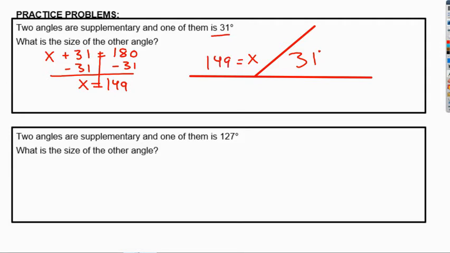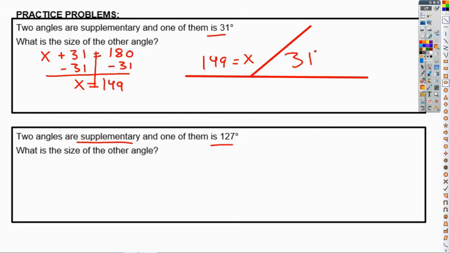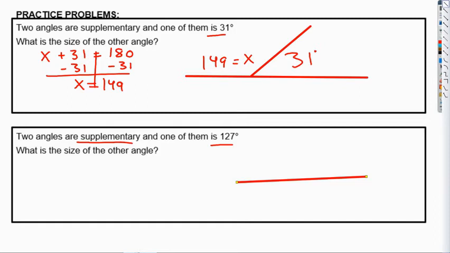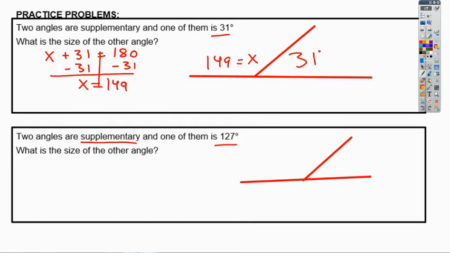Here we have another example. It says two angles are supplementary and one is 127. So when you're looking at these, the main thing you want to do is just look, what type of angle is it and how much is the angle that we have? So it's supplementary. So we know that the angles are going to add to 180, and we know one of them is 127 degrees. So here's my example of two supplementary angles, they make a straight line when they're together. One of them is 127.